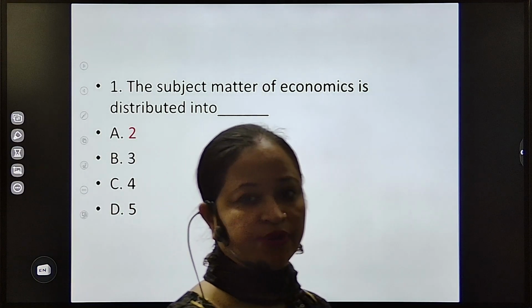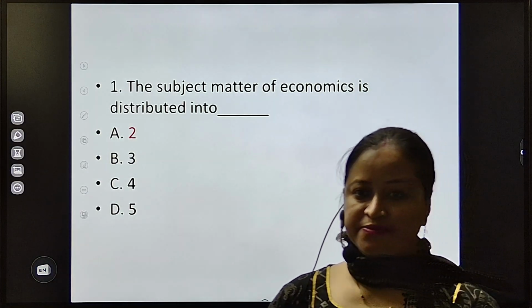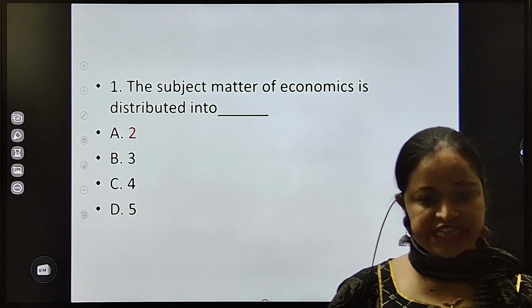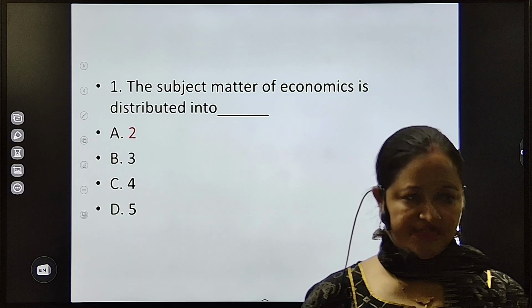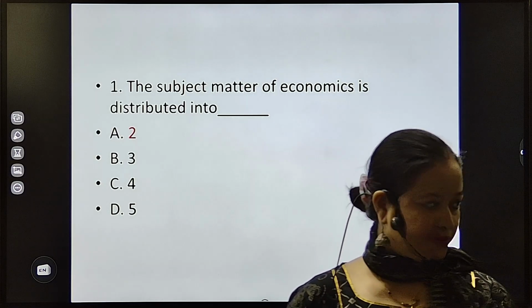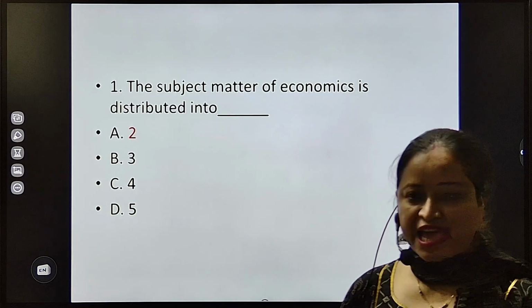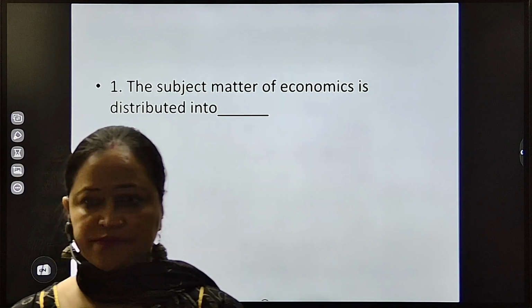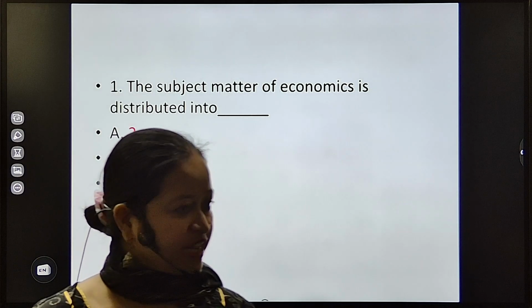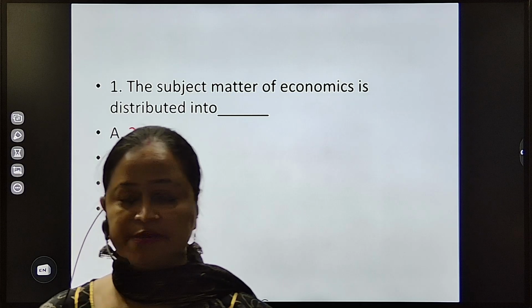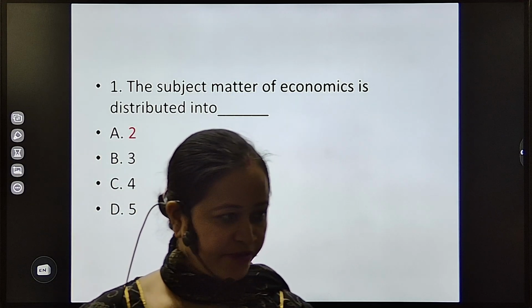Can you give me one example of microeconomics? Yes, individual supply, suppose the supply of a firm. And one example of macroeconomics? National income. Fine. Aggregate demand, aggregate supply.